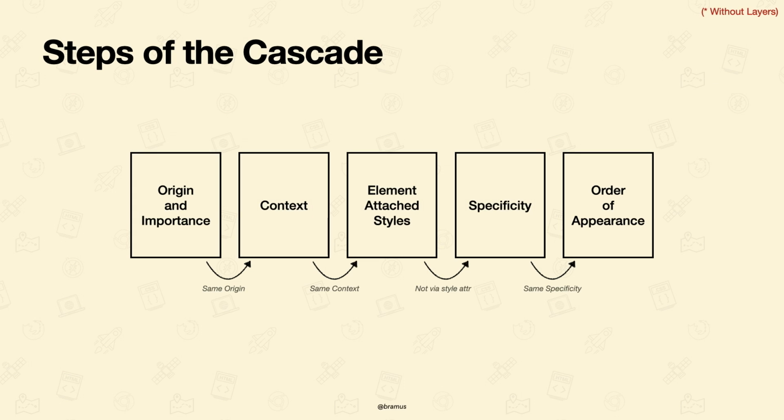These are the steps of the cascade. So these are 5 steps. Now, this is without layers just yet. It's noted there at the top right, really tiny, without layers just yet. So cascade layers will become a block inside of the scheme somewhere.